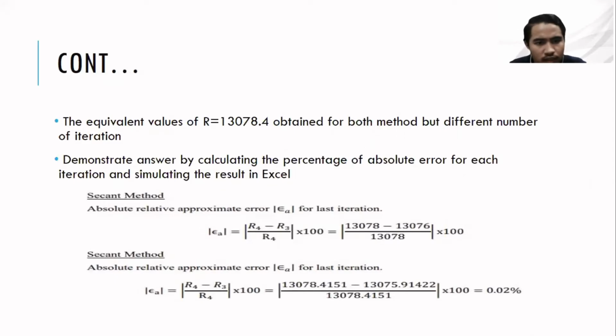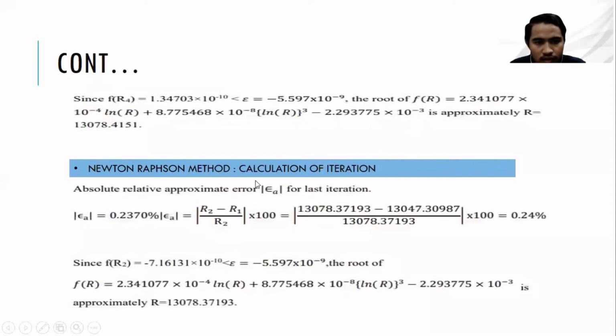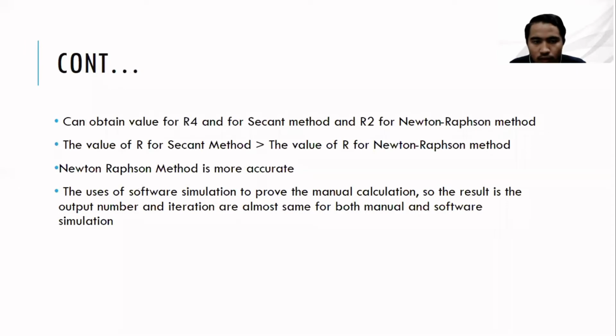We demonstrate the answer by calculating the percentage of absolute error for each iteration and simulating the result in Excel. So this is the formula, and this is the answer for the absolute relative approximate error for the last iteration. Next is the Newton-Raphson method. This is the calculation for the last iteration. So the approximate value of R is 13078.37193. From that, we can obtain the value of R4 for the secant method and R2 for the Newton-Raphson method.